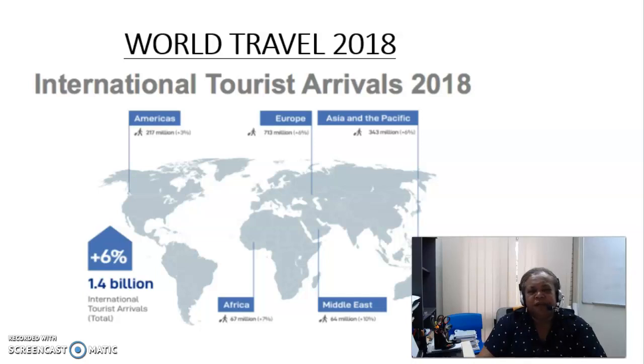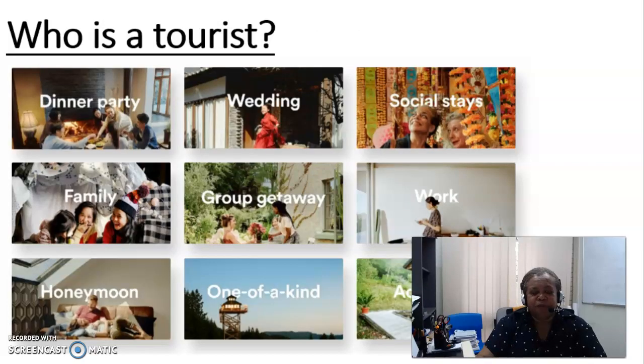So take 1.4 billion people and imagine the number of planes that would be required to transport people, the number of hotel rooms that would be required, the number of breakfasts or lunches or dinners that would be needed to feed 1.4 billion people, and the number of activities required to service the needs of these tourists as they travel around the world. So you can see that travel or tourism is huge in terms of its global scale.